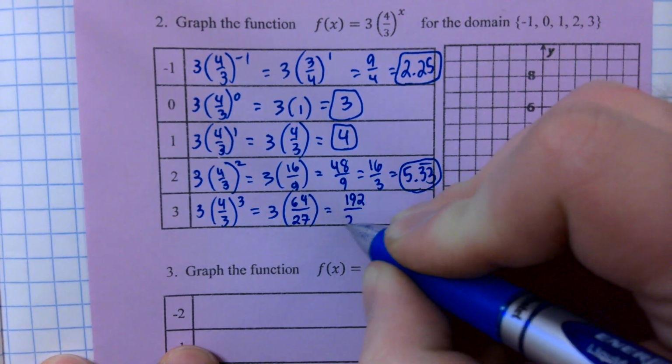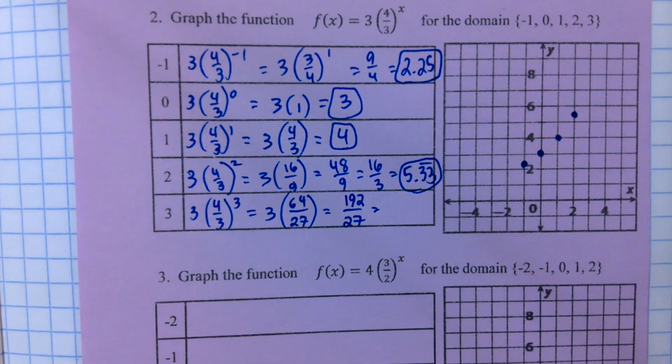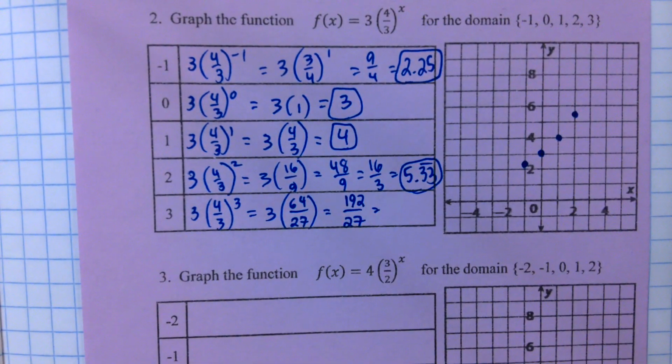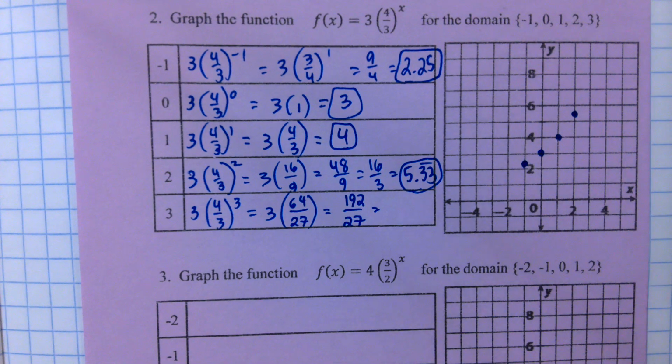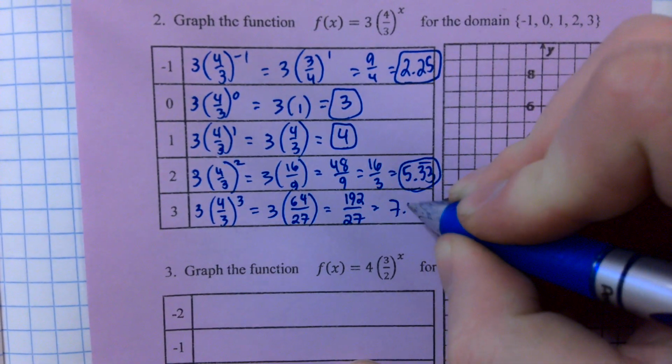Over 27? Again, I look at my y-axis. I don't know where 192 over 27 is. I'm sorry, you can simplify it. Yeah, we can. I'm just going to divide it because I want a decimal anyway. 192 over 27 gives me 7.11 forever.